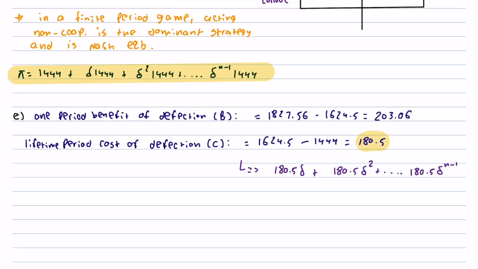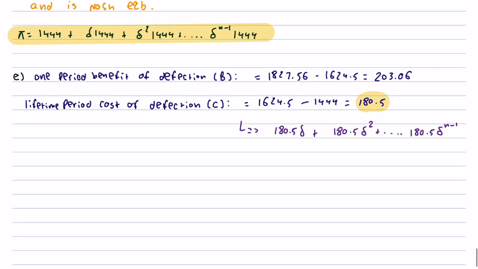Well, what does that mean? That means that the cost of defecting must be greater than the benefit of defecting. If the cost of defecting is greater than the benefit of defecting, no firm is going to defect and both of them are going to collude. Well, how do we write that?